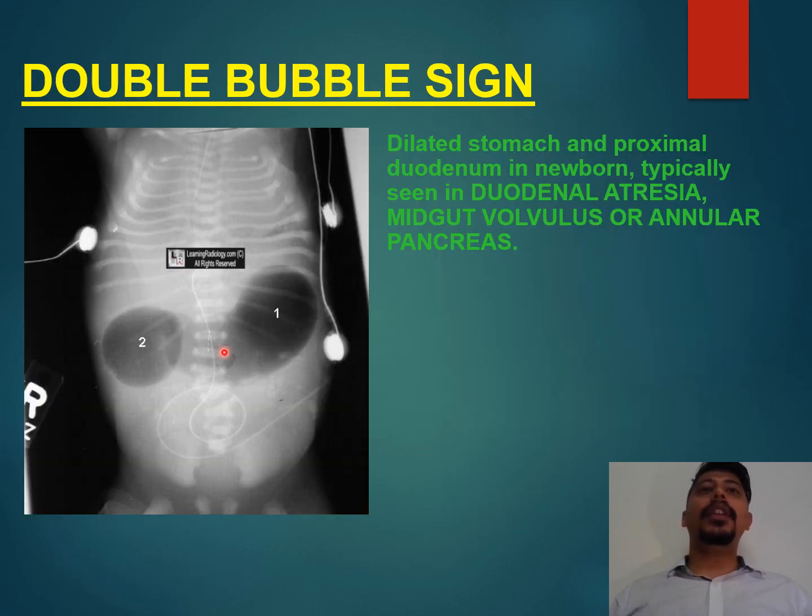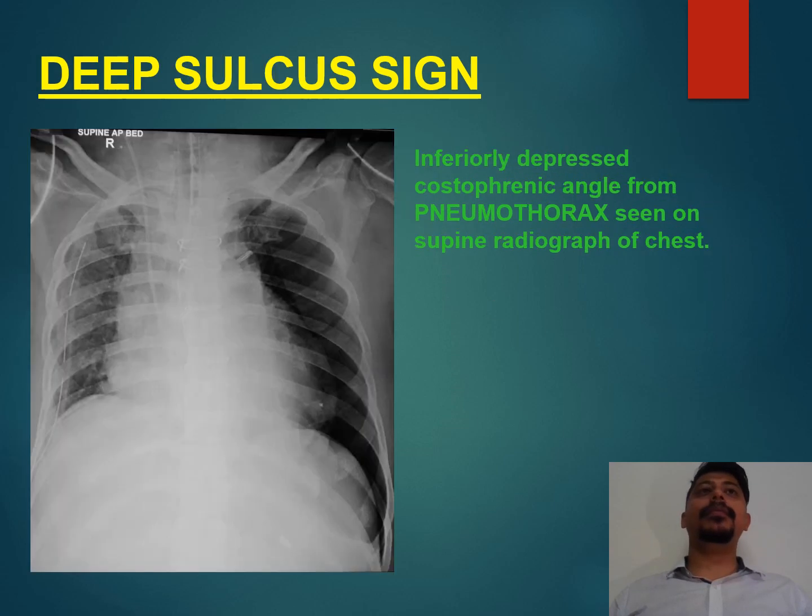Double bubble sign. It is a dilated stomach and the proximal duodenum in newborn, typically seen in duodenal atresia, then midgut volvulus, annular pancreas, and also in Ladd bands. We can appreciate it on ultrasound in ANC case also, where we can appreciate the fluid filled stomach and duodenum gives double bubble sign.